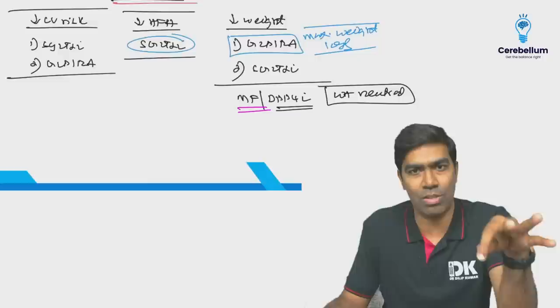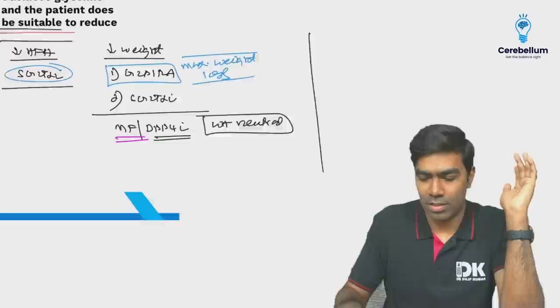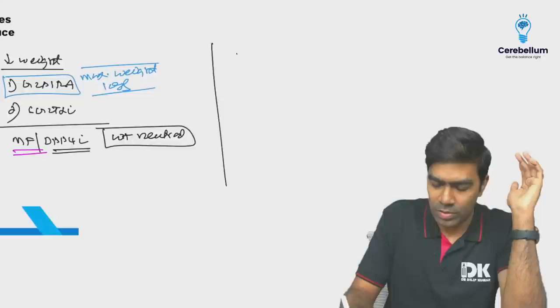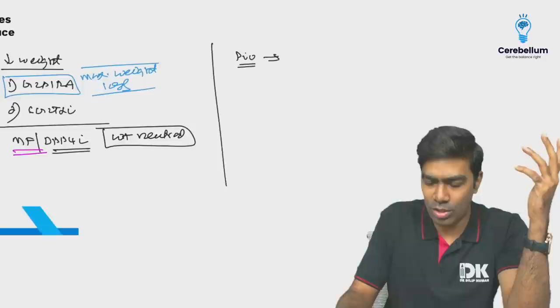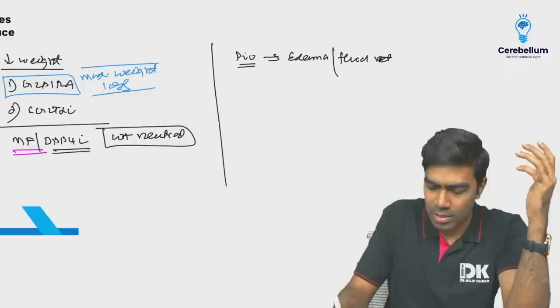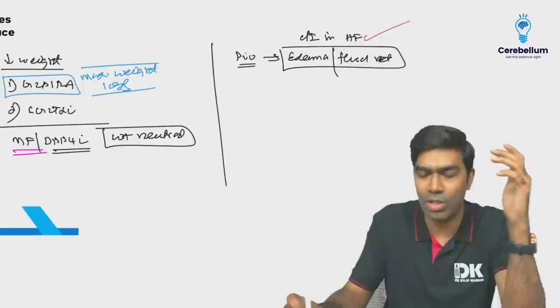So what are the side effects? In osteoporosis, what are the side effects of different drugs? So what about pioglitazone? Pioglitazone is going to produce edema and fluid overload, edema and fluid retention in the body. So that is the reason pioglitazone is absolutely contraindicated in patients with heart failure. The moment they say heart failure, you should stop pioglitazone. Never give pioglitazone. Heart failure, contraindicated.